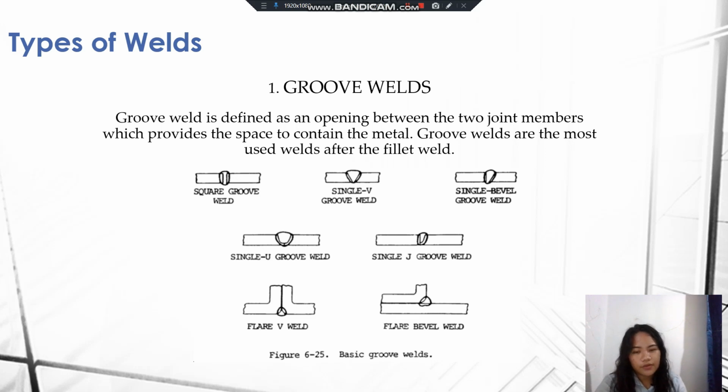First is the groove welds. Groove meaning may cut siya or may bawas na narrow area sa surface niya or in a certain area. Groove weld is defined as an opening between the two joint members which provides the space to contain the metal. Groove welds are the most used welds after the fillet weld. Here are the examples of groove weld. The square weld.